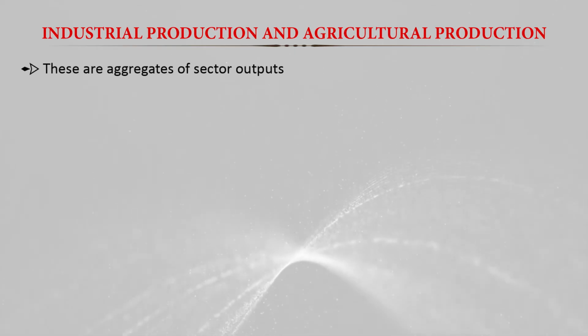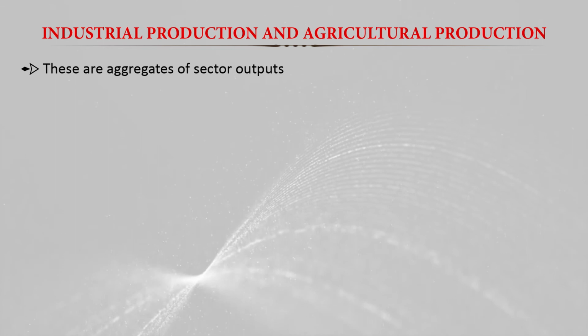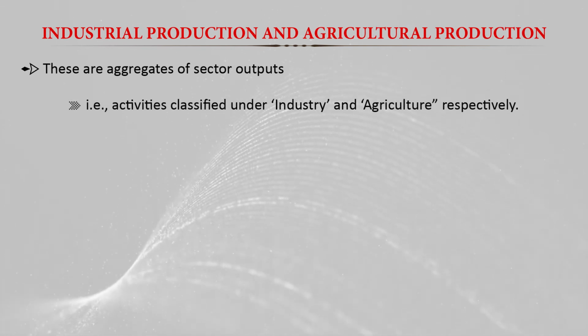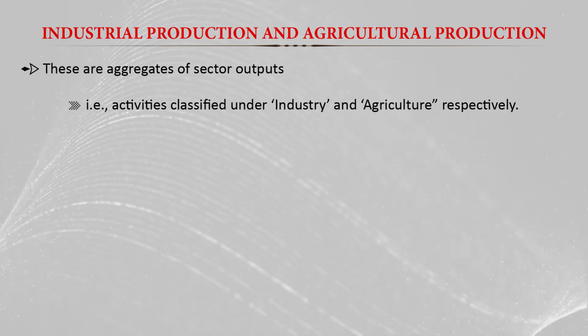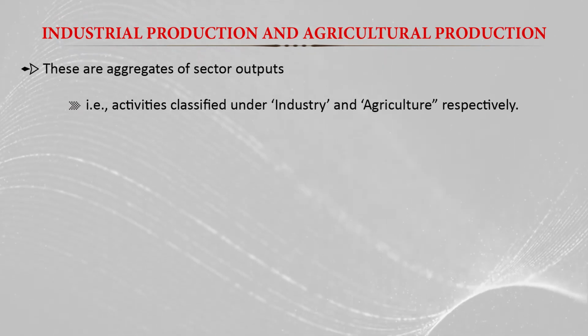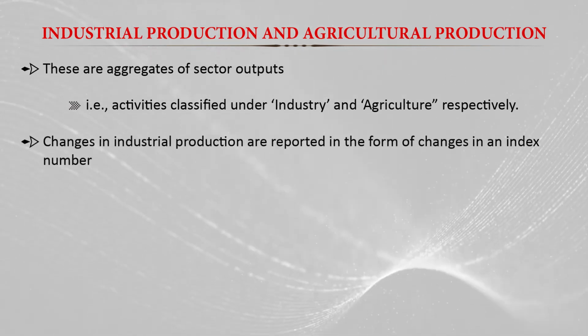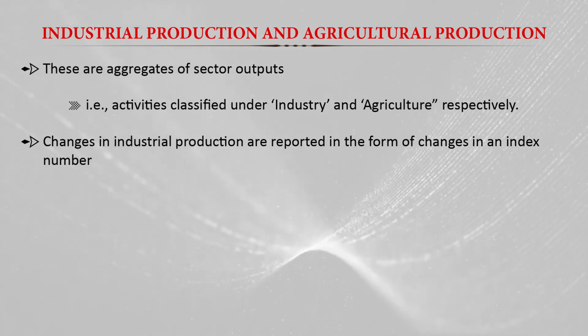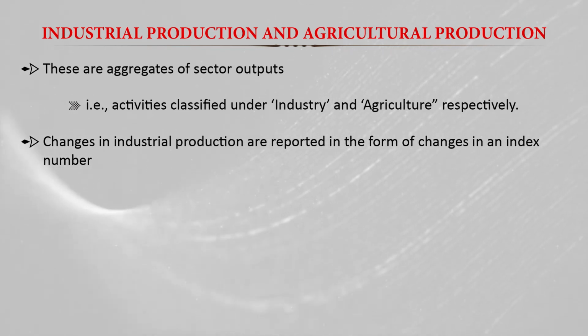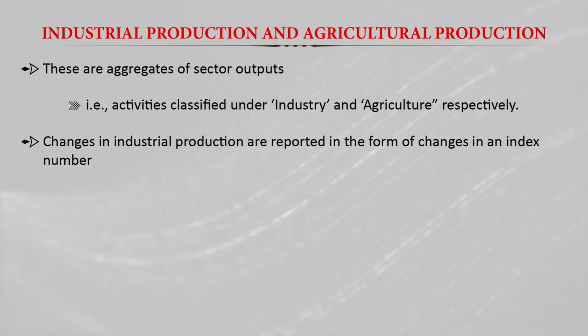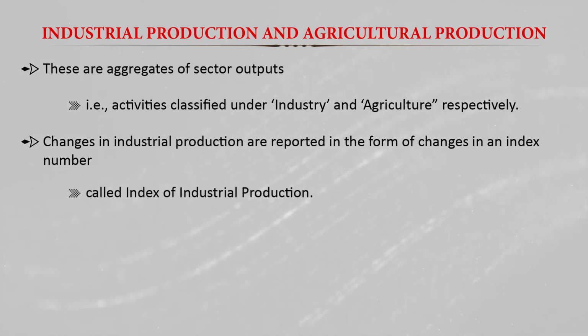And basically, they are also aggregates of the sector outputs, the output of the industrial sector or the output of the agriculture production. So that is also basically aggregate output. Changes in the industrial production are reported in the form of change in the index number. So basically, we use the index number of the sectoral production: index of the industrial production or index of the agriculture production.